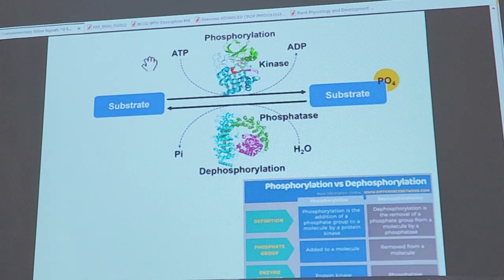Phosphorylation: when a substrate is phosphorylated, it now has a phosphate group. The reverse of it we call dephosphorylation. The phosphorylation enzyme is called kinase. The dephosphorylation, the removing of the phosphate group, we call phosphatase. That is the fundamental name of it. It can be attached to any substance, but the moment you see the name, you know: kinase adds phosphate, phosphatase removes phosphate, right? So there's a difference for that as well.